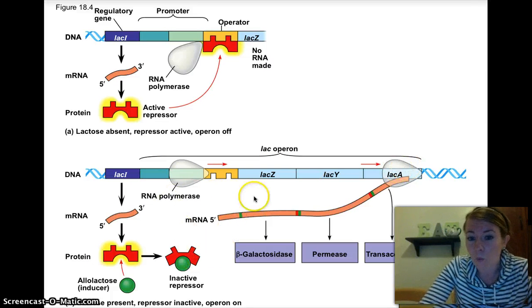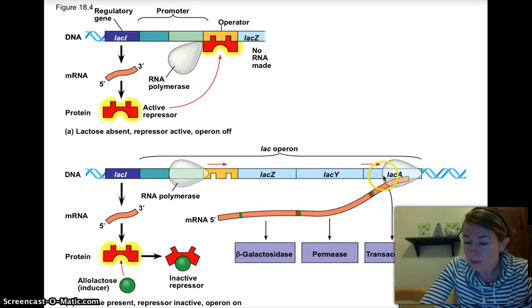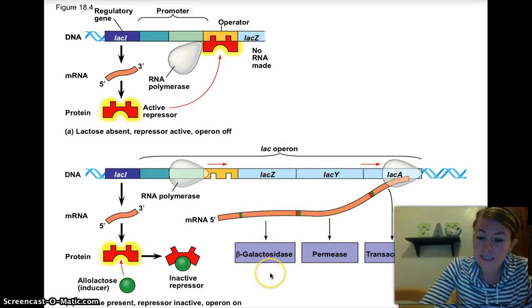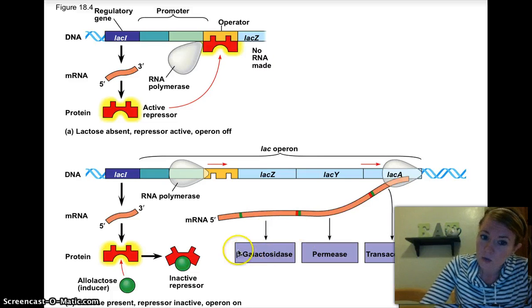Now remember, it's making one mRNA molecule because there's only one promoter. RNA polymerase only binds once. It's making one mRNA molecule, which will be turned into 3 different polypeptides. One of them is beta-galactosidase, right here, which is the one that breaks lactose down into glucose and galactose.